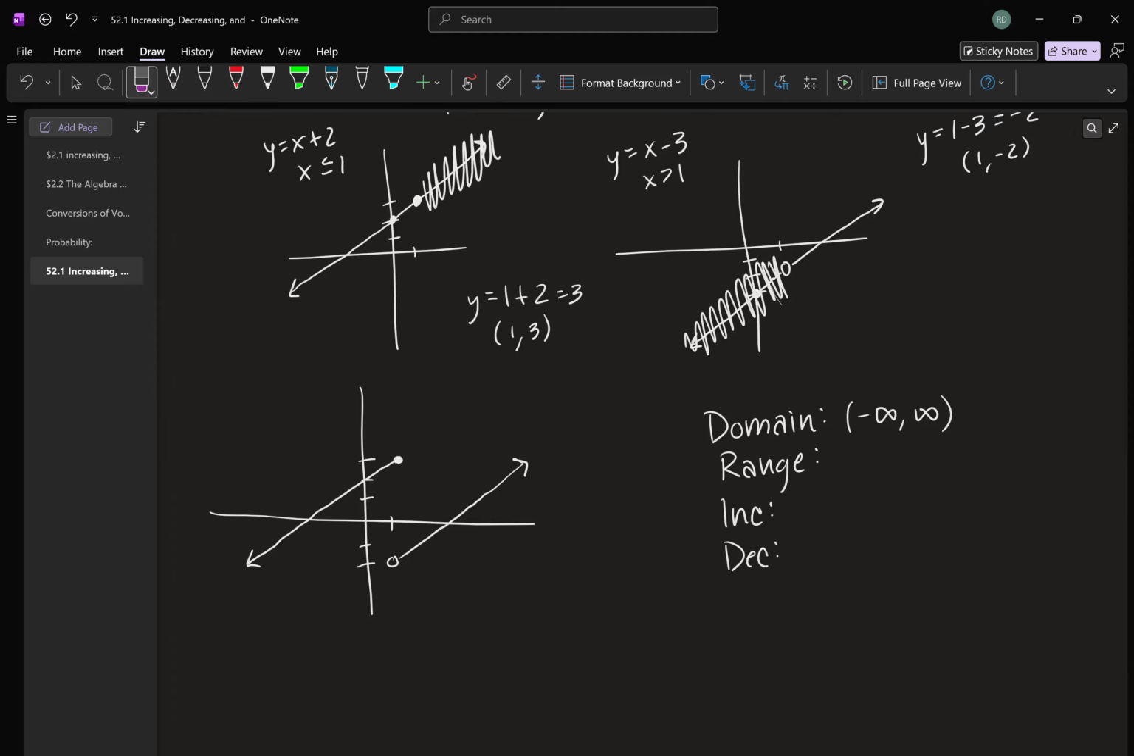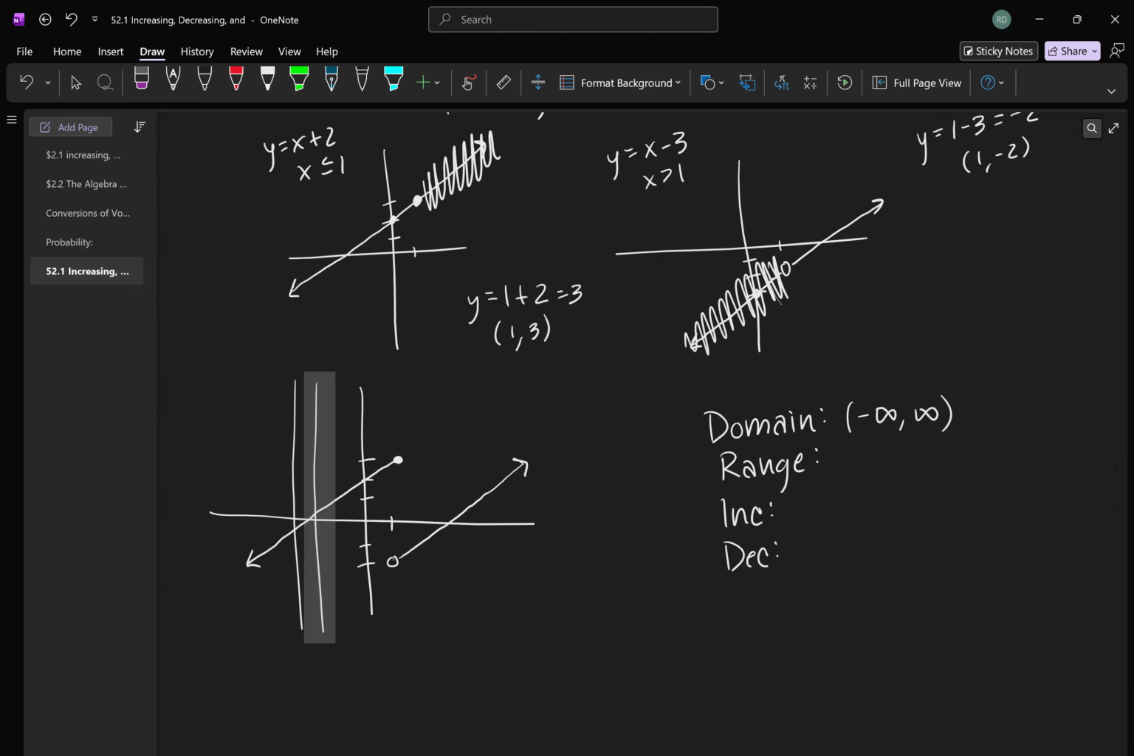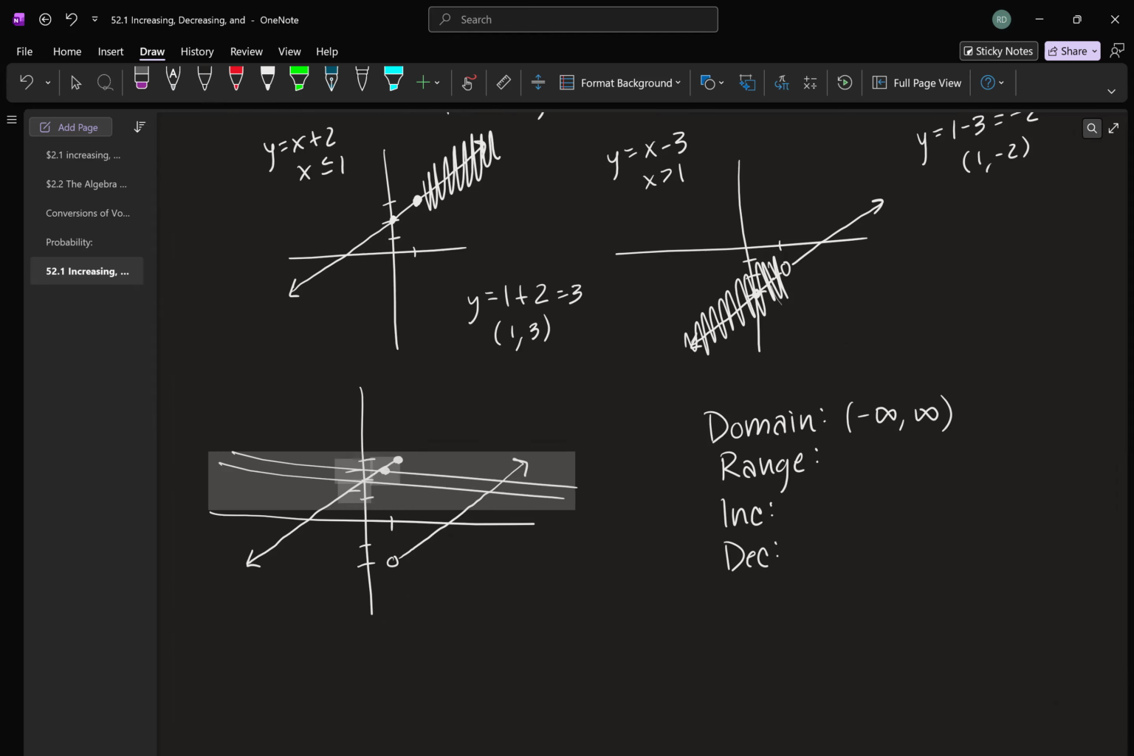So you can also think of this, if I drew a vertical line and I move it back and forth, there is no point at which this vertical line is not touching the function at least once. Now for the range, same thing applies. If I draw a horizontal line this time, there is no point at which that horizontal line is not touching the function. So the range is also going to be -infinity to infinity.